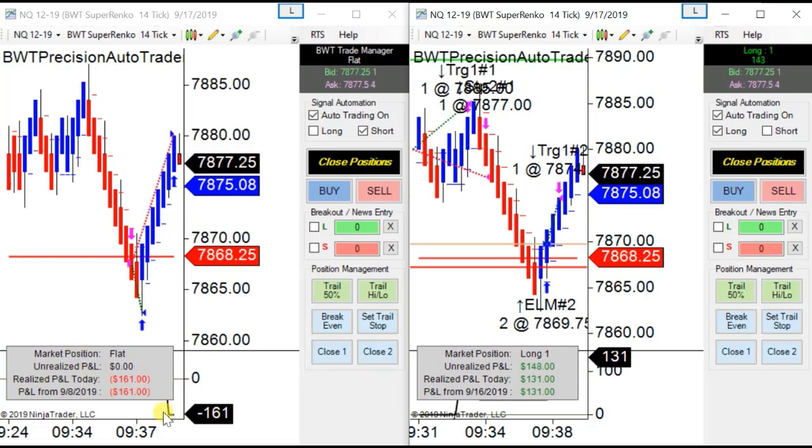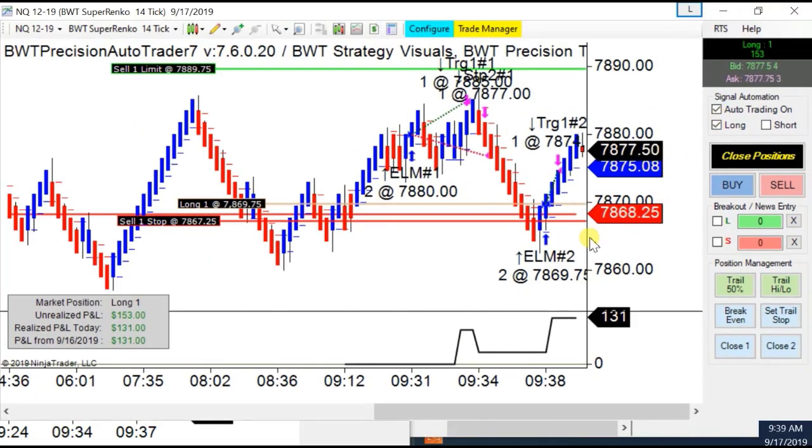Yep, all right. So we are minus 161 on the short, plus 131 and counting on the long. So there'll be no short trade now. Let's take a look at the long on the bigger screen here. So again, it's funny because the chart that I thought would hit its target did not.